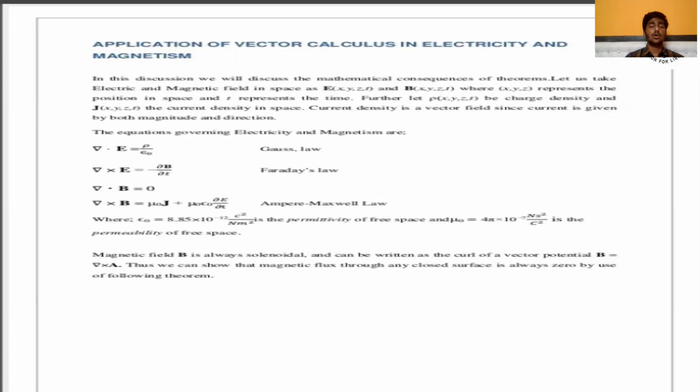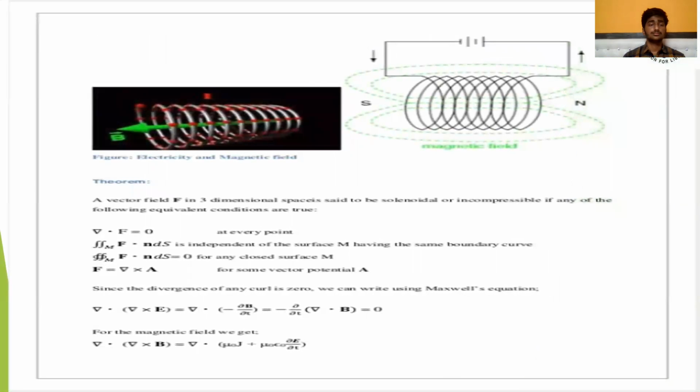Magnetic field B is always solenoidal and can be written as the curl of a vector potential, B is equal to delta cross A. Thus, we can show that the magnetic flux through any closed surface is always zero by using the following theorem. Here we can see the electric and magnetic fields.